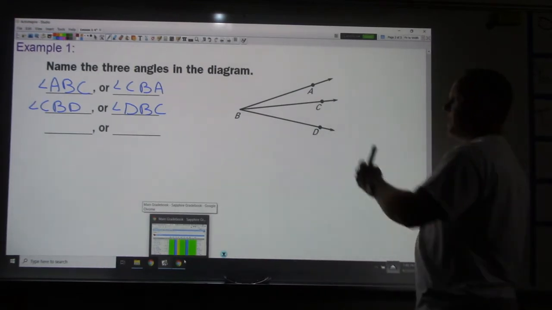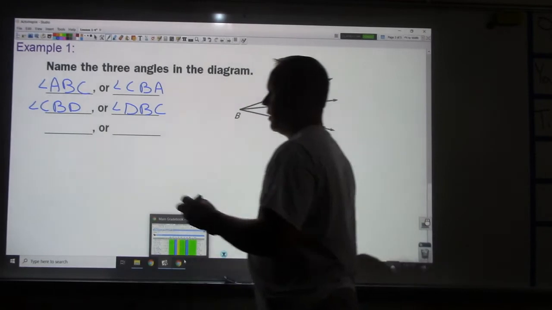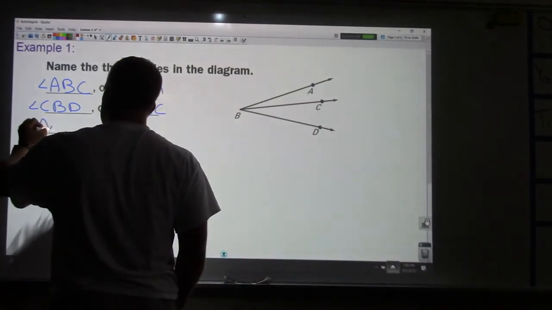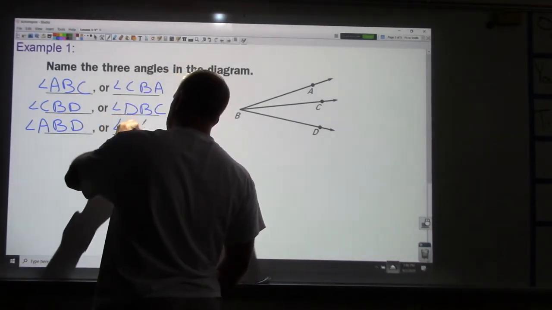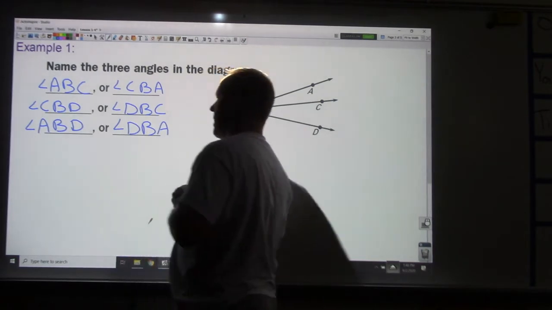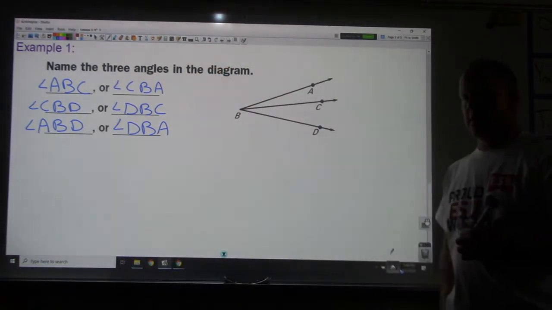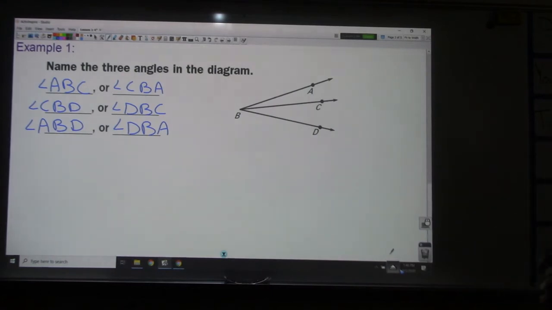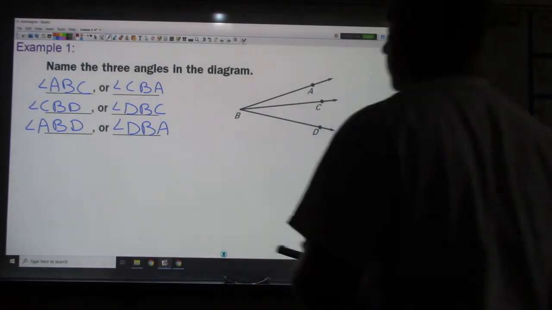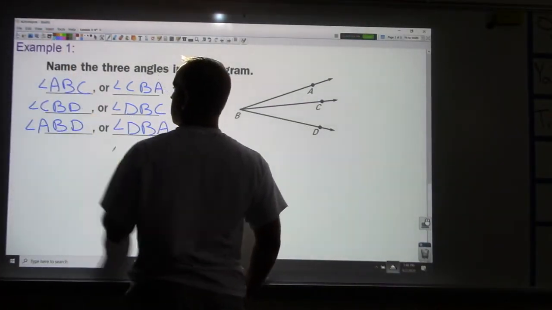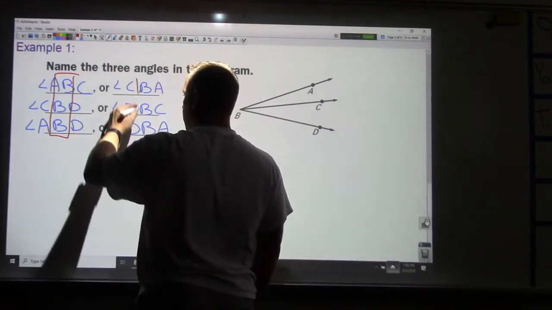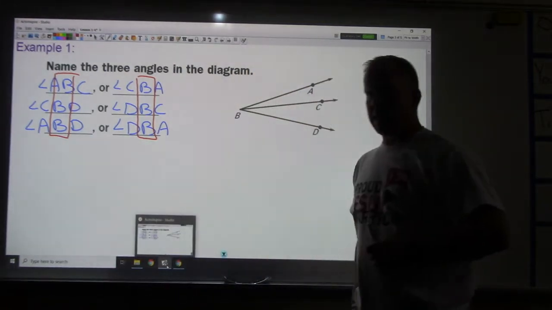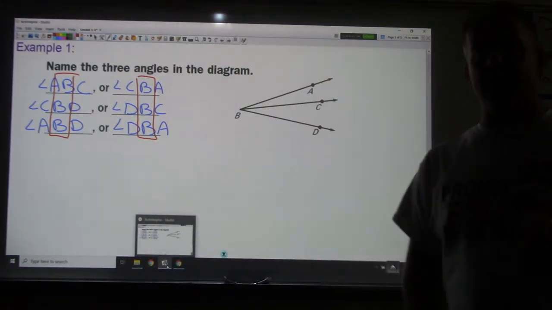If I'm referring to the entire angle, I'm going to call that angle ABD or angle DBA. Now there are 3 different angles, 6 different names. What do you notice that is the same in all 6 of those names? Look at this guy right here. Angle B, or the point B, is the middle letter in every single name.